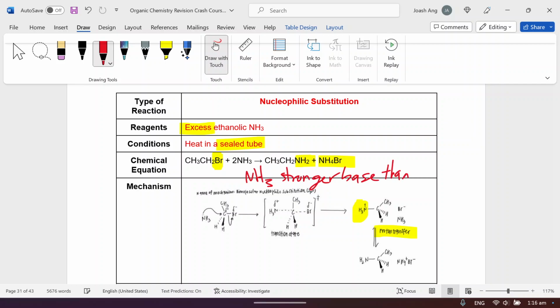And this is because I know Br minus has a negative charge, but if you think about it, Br minus is the conjugate base of the strong acid HBr. So Br minus would not likely gain a proton to form back HBr. Okay? The chances of that happening is very negligible. So that is why we always refer to NH3 as a stronger base. And that's why we always use NH3 to gain a proton.